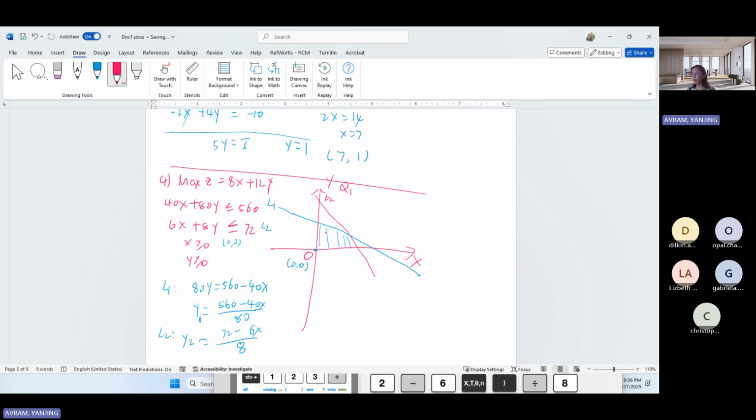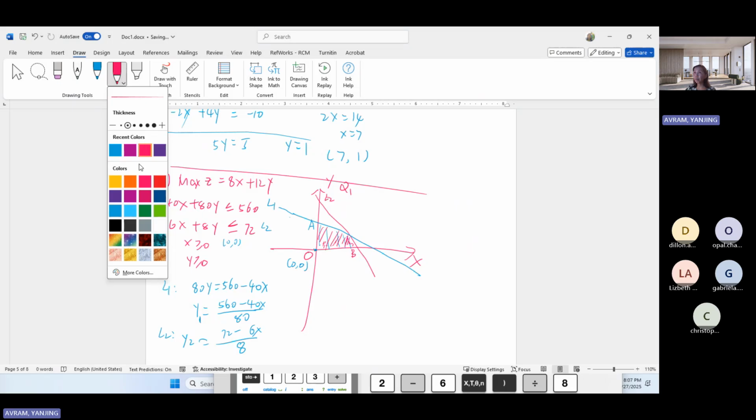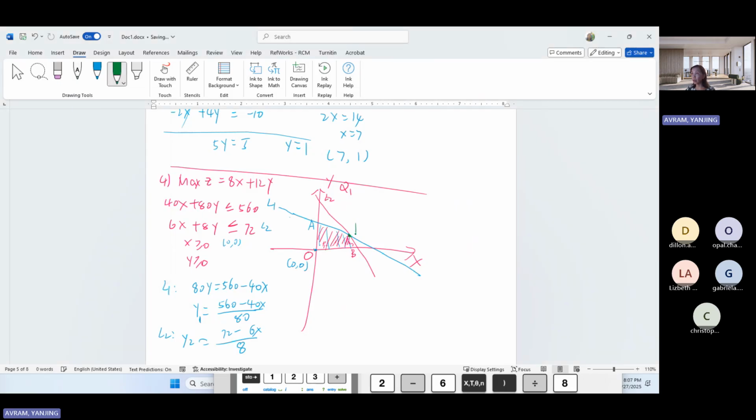So where's the overlap part? This side is the overlap part. Look at that, this one. This is called the feasible region, right? So we have this region. This is point A. This one is point B. And then we also have this point right here. We're going to call this point P. Point P is the intersection of L1 and L2.